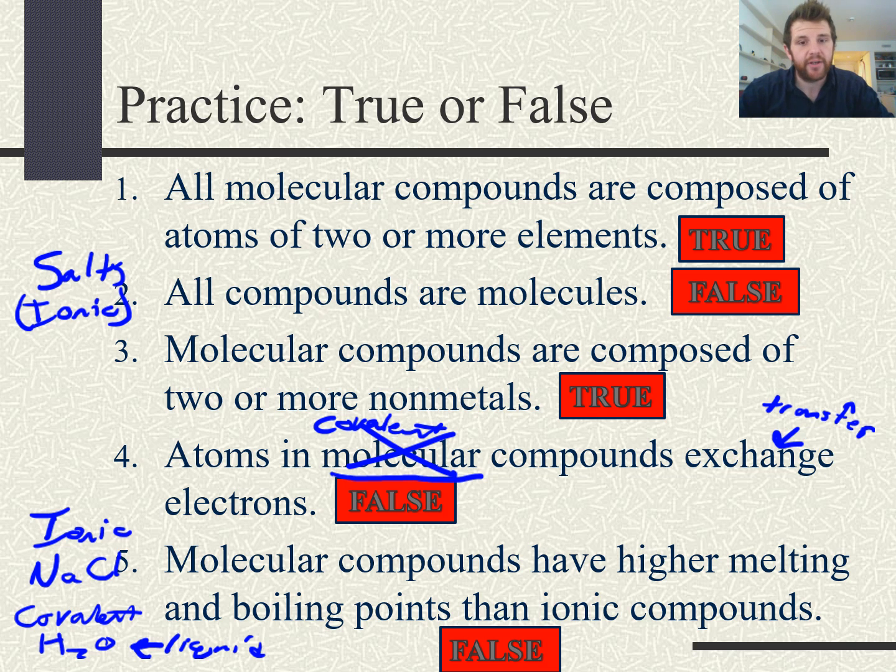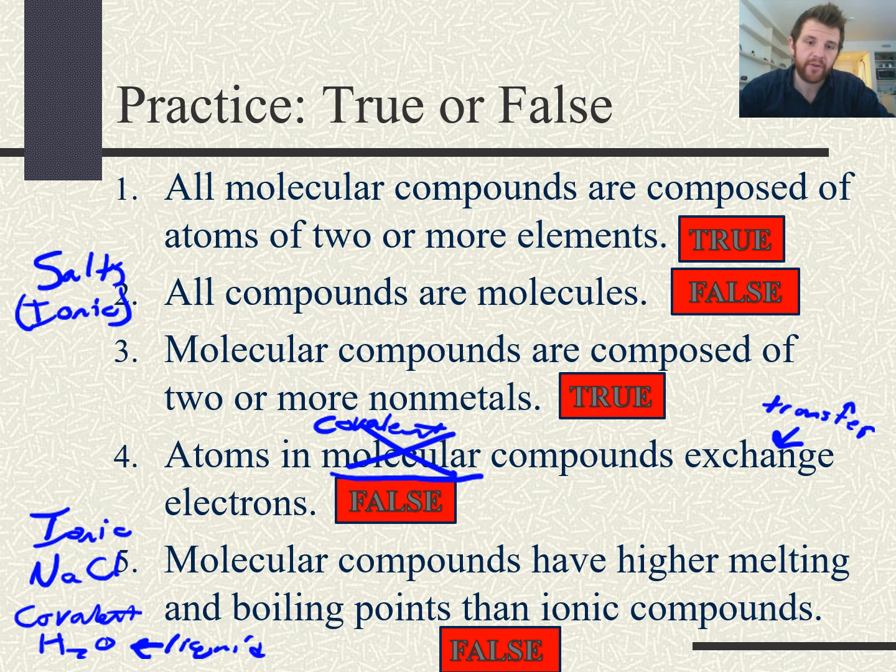Atoms in molecular compounds exchange electrons. Shenanigans. Remember, molecular means covalent, and exchange means transfer. So this statement would work for ionic bonds, but since it says molecular, we're talking about covalent, so that's what makes it false.